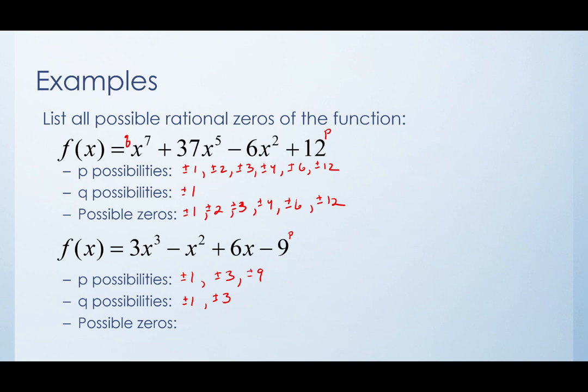Okay, so we're looking at all possibilities of p over q. So we're looking at 1 over 1, 3 over 1, 9 over 1, and then we've got 1 over 3, 3 over 3, but we've already got that one counted, and 9 over 3, but we've already got that one counted. And so that brings us down to only 8 options for our real rational roots. So there we go.